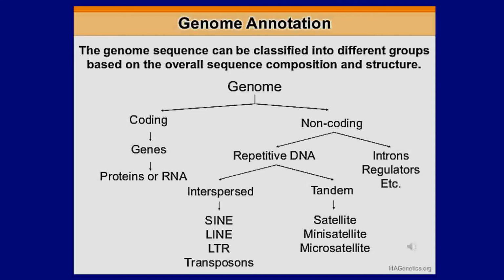regulators, etc. Repetitive DNA can further be divided into two groups as tandem and interspersed. Tandem sequences are satellite DNA sequences which may be of mini-satellite and microsatellite. Interspersed repetitive sequences may be of different types like SINE, LINE, LTR, transposons.